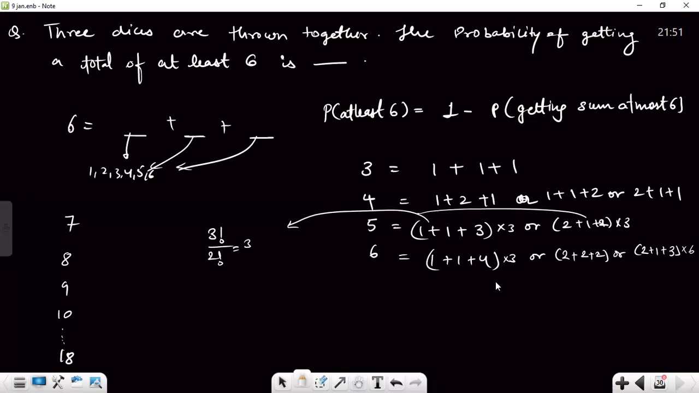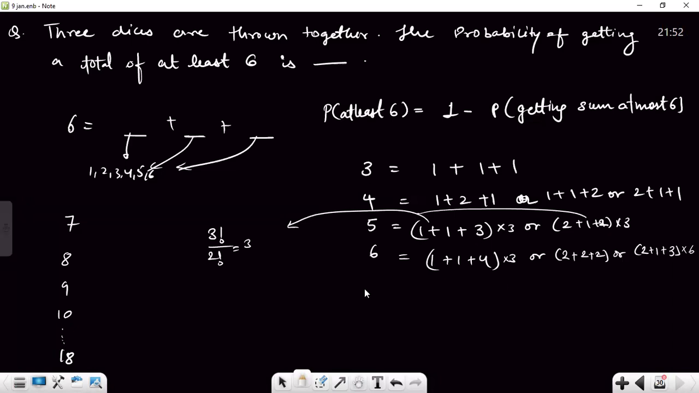Is there any other number that can make 6? 2 plus 1, 2 plus 4. So 2 plus 3 plus 1. Okay, done. 2 plus 2 plus 2. Okay, done. And that's only 1 plus 5. So 1 plus 1 plus 4, 1 plus 2 plus 3. That is also done. That's the only case. I guess we are done. Yes, we are done with all the cases.